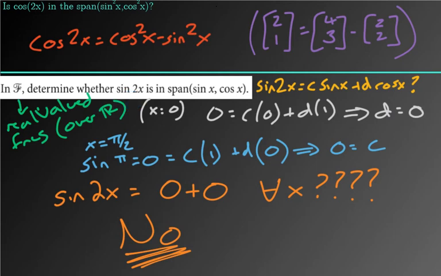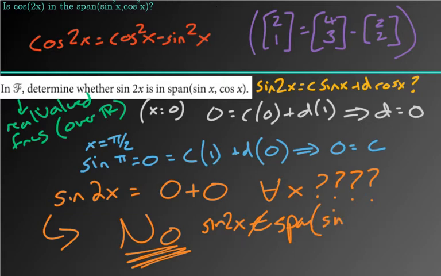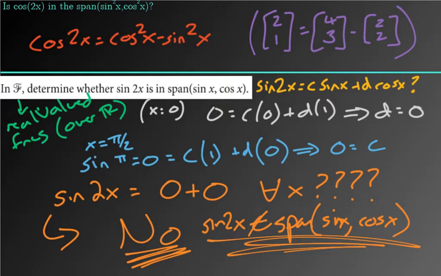So what this kind of argument shows is that no, sine of 2x is not an element of the span of sine of x and cosine x. So that's kind of like a counterexample in a sense too. Not a counterexample, but it's an argument as to why it's not in there.